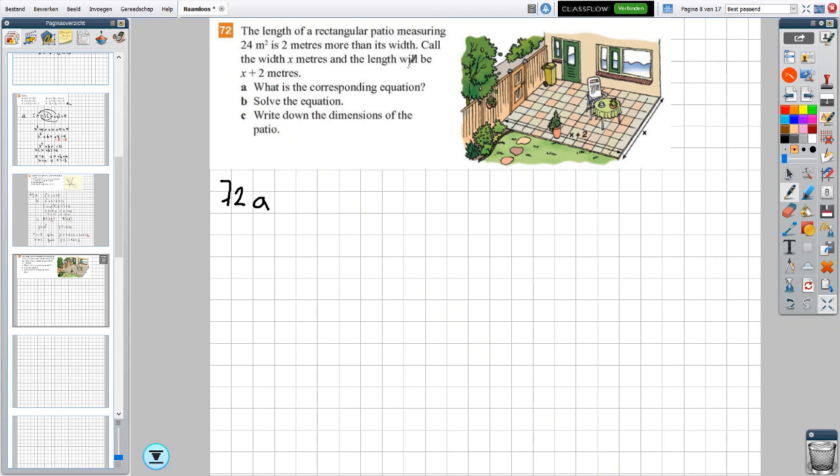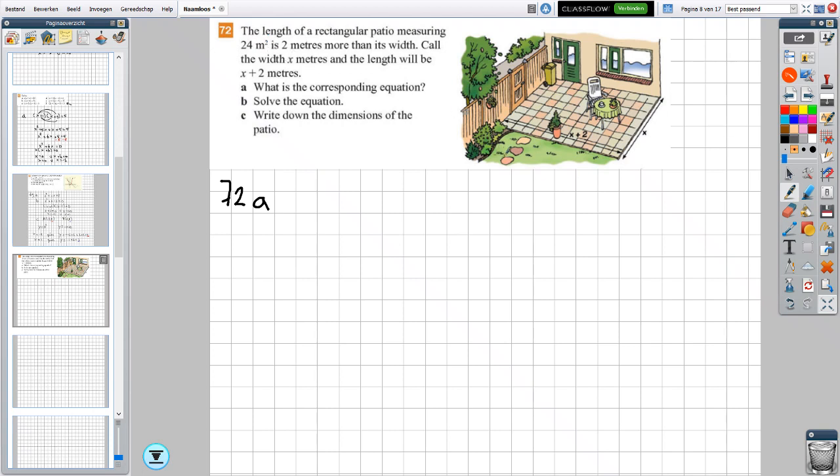They say we have a rectangular patio measuring 24 square meters. The length of the rectangular patio is 2 meters more than its width, and it already indicates in this picture what the situation is. So this is the length, it's 2 more than its width. But we do know that the total area is 24 square meters.